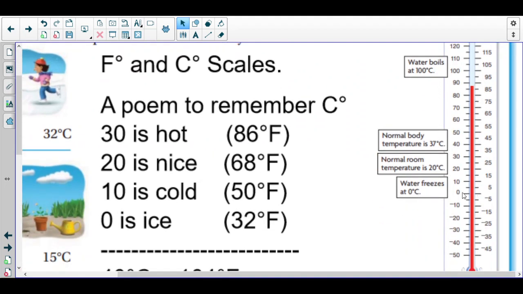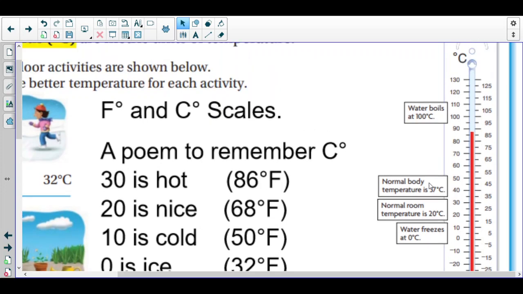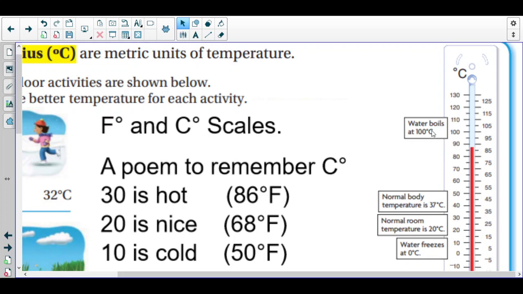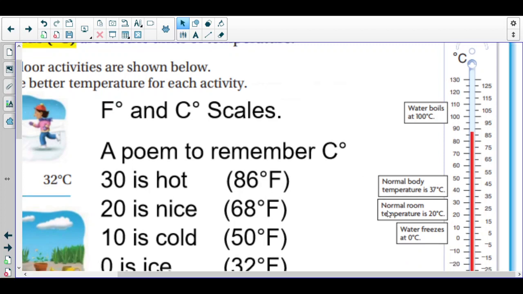So right here at 0 degrees, that's when water freezes. And water boils at 100. So we see here we have a difference of 100. Normal room temperature is about 20 degrees. All right. That's about 68 degrees Fahrenheit. That's where I said I kind of like my room temperature at. And normal body temperature is 37 degrees Celsius.